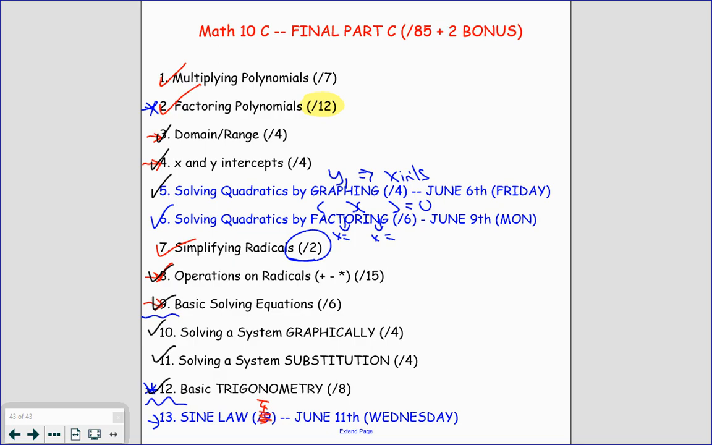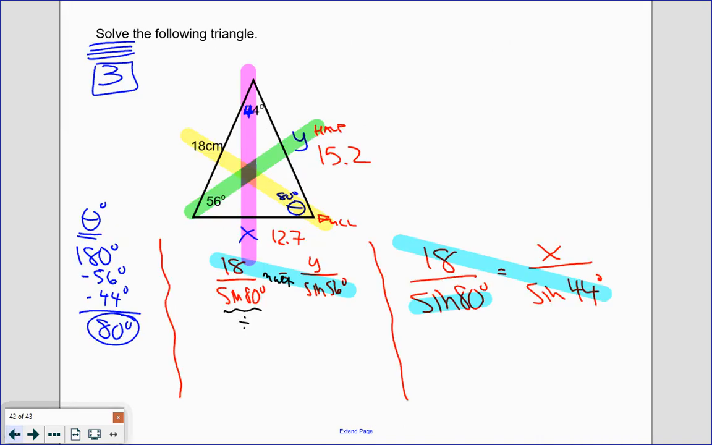So I put the bonus in this spot right here because it is grade 11 content. So if you can do grade 11 content in grade 10, I'm going to make that a bonus. I'll tell you exactly what the bonus question is. It's that. I'm going to give you a triangle that you have to solve.